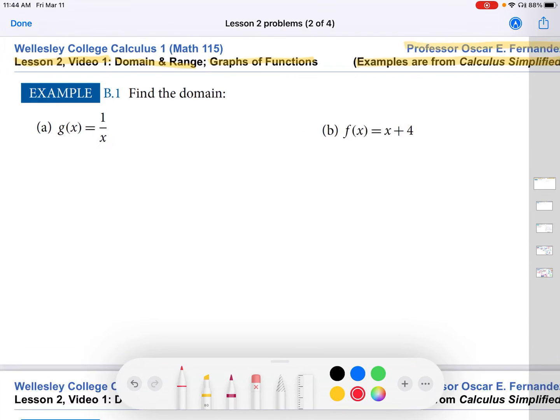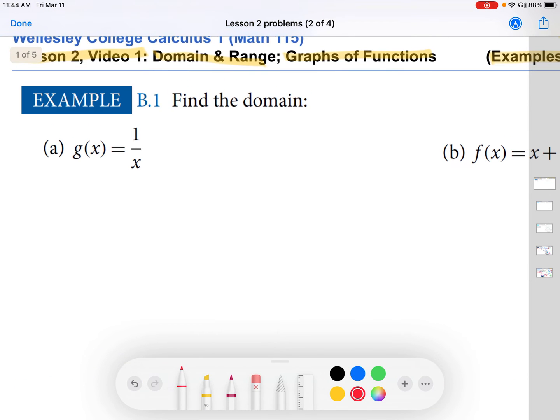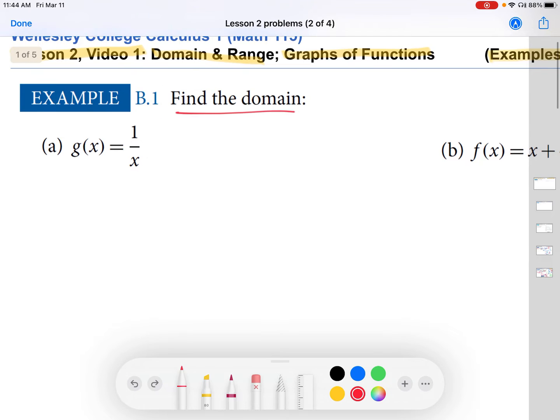So let's take a look here at the first example. This is from Appendix B, Example 1, and it says find the domain, and it gives us two functions here. This is literally the first example in Appendix B. So, finding domain we're going to do lots more of later in later videos and later in the course. But I want to start very, very elementary.